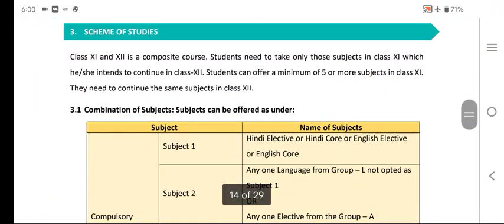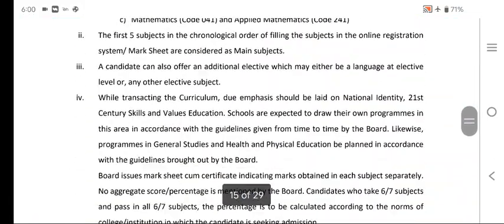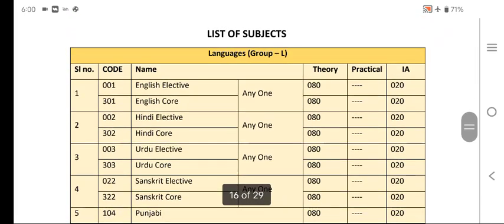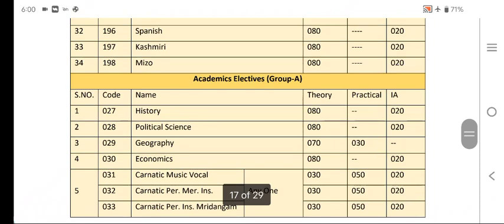So what will be the scheme of studies? Very important about the scheme of studies, though I have already told you about that. Subject 1 you can take English, subject 2 any language from group L or any subject or elective subject from group A. That means from group L you can take any of the subjects as a second subject or language 2, or any of the subjects from group A academic elective.